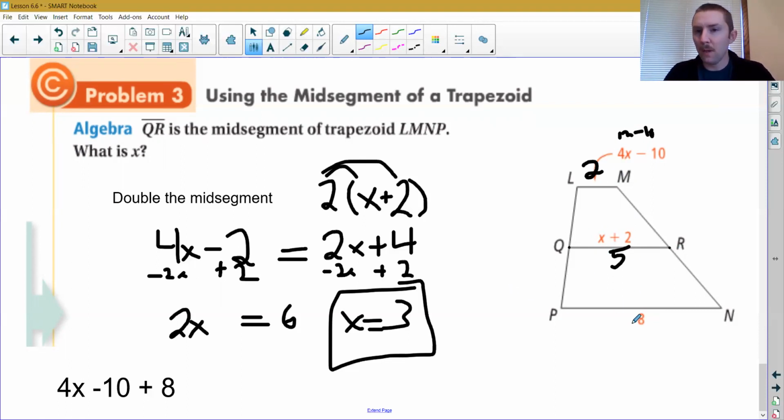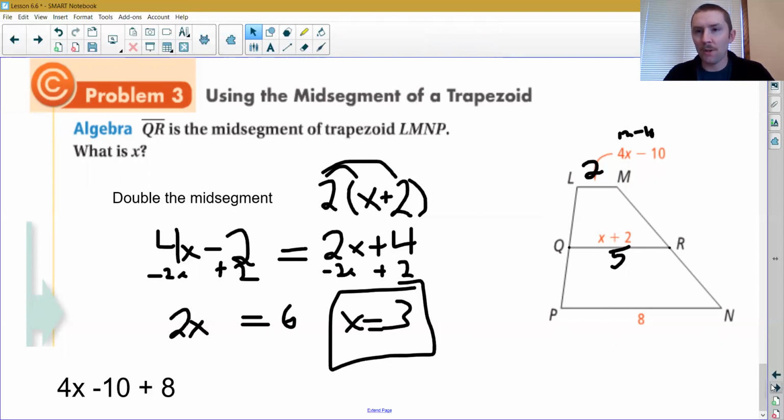So we can do algebra. We can find missing lengths of mid-segments. We can also find missing base lengths if we just put an x on there and then do some algebra, right? Okay, so that's all about trapezoids. That's it for trapezoids.